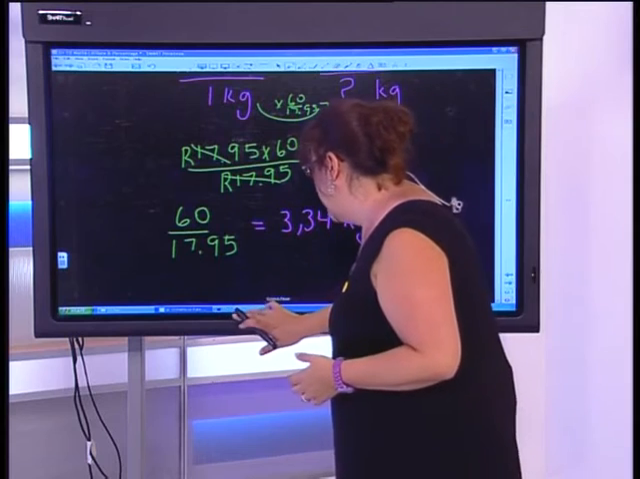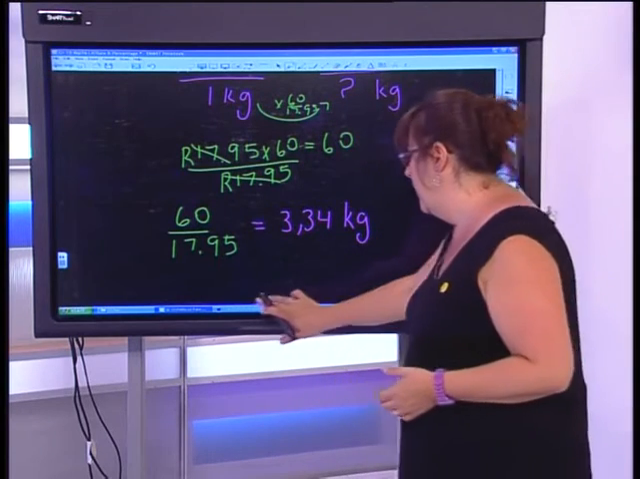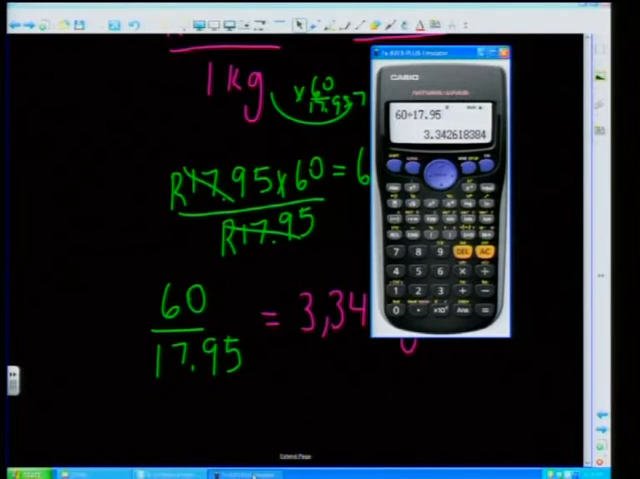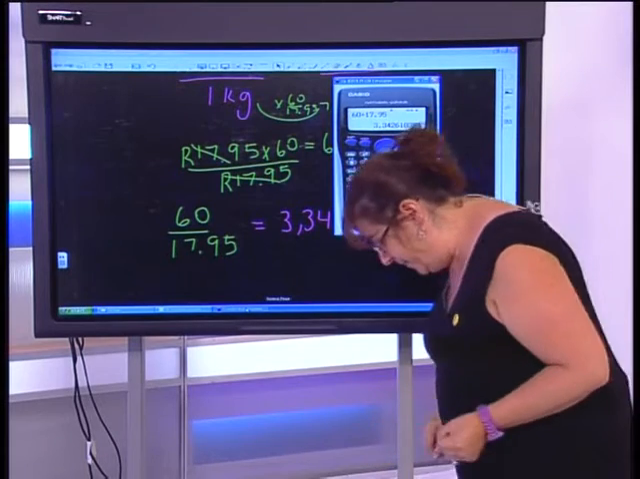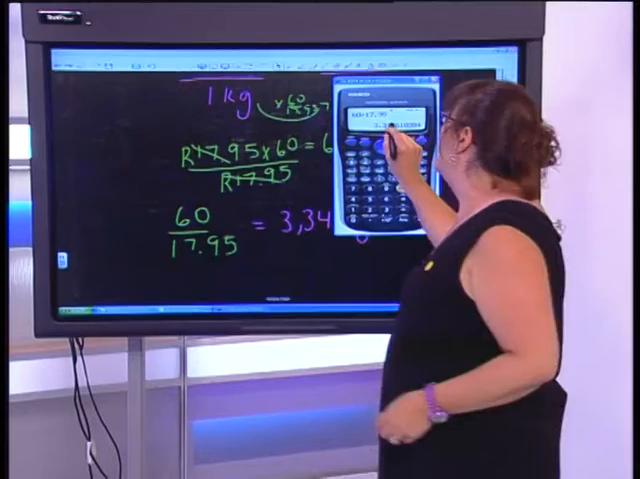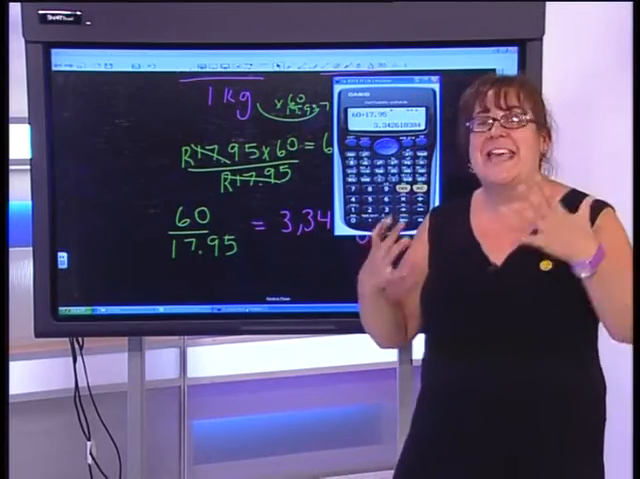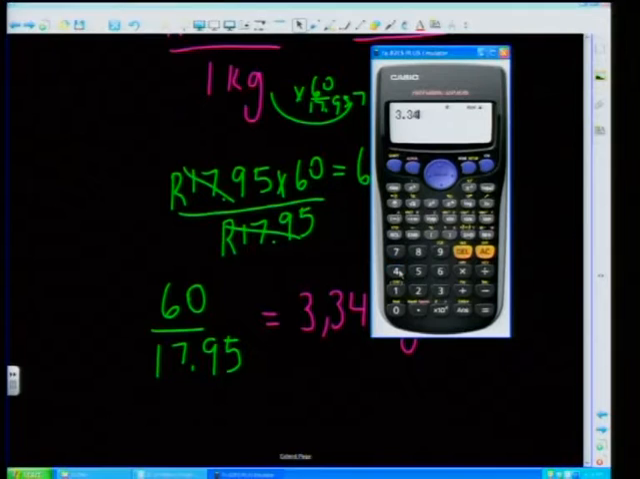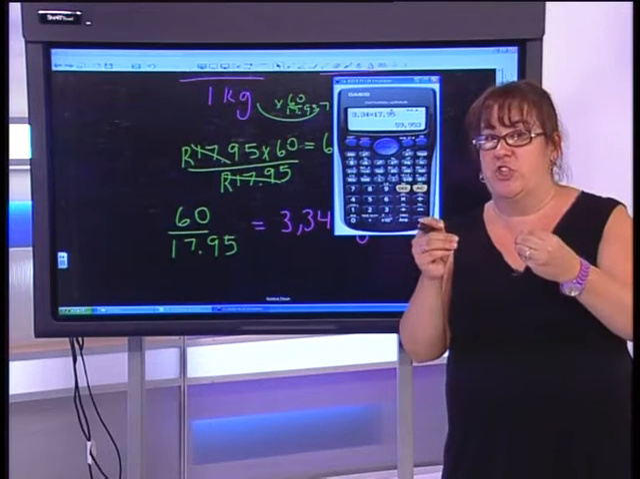Now, let's just do this calculation. If I had to round that, I've rounded it to 3,34. Just lost my pen. Okay, that's okay. So I rounded to 3,34. I want to take that and now see how much this is actually going to cost her. So I've got 3,34 and I'm going to times it by 17.95 to see she's going to be paying 59.95 Rand. She's going to get a little bit of change.